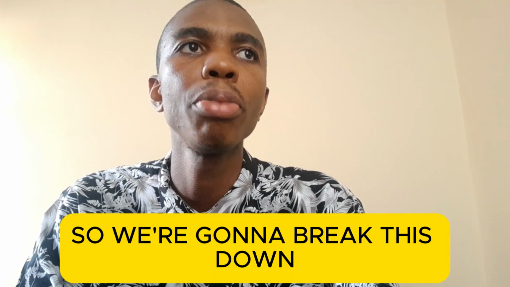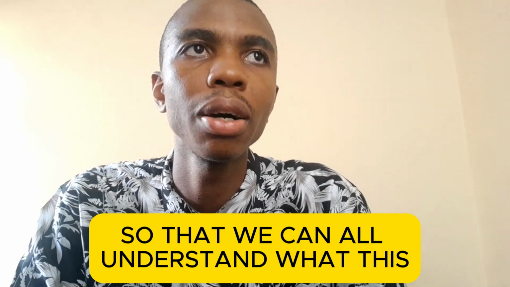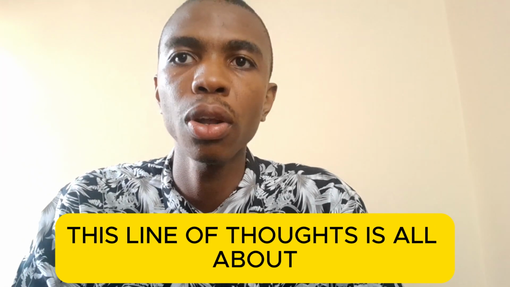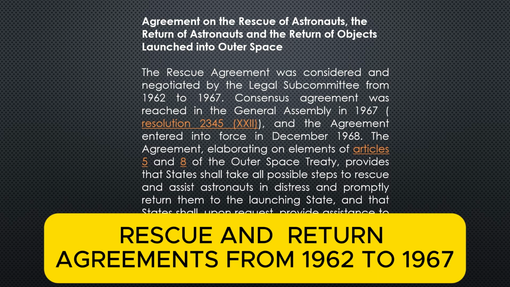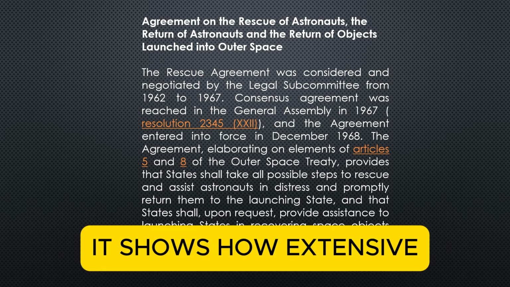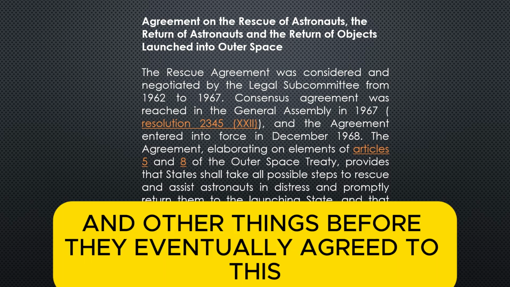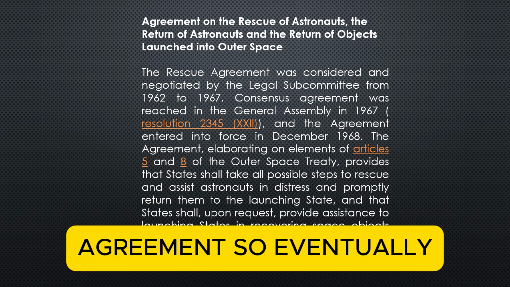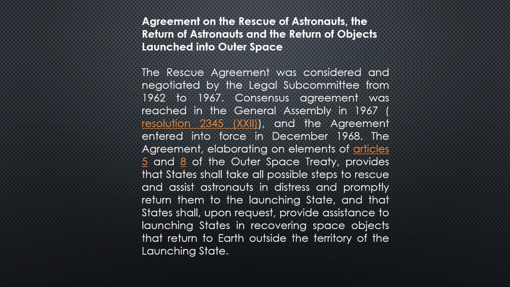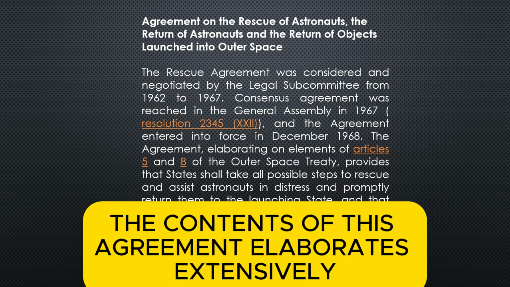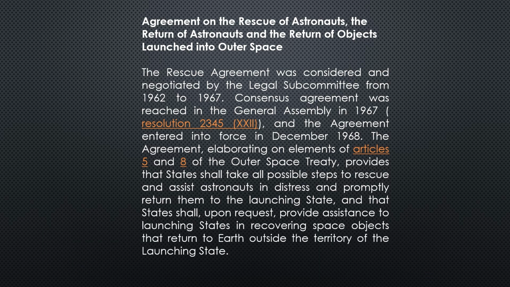state. So we're going to break this down so that we can all understand what this line of thought is all about. From the first sentence here, it talks about the Legal Subcommittee negotiating the Rescue and Return Agreement from 1962 to 1967, which is about 5 years. It shows how extensively they went into research and other things before they eventually agreed to this agreement. Eventually there was a consensus agreement reached by the General Assembly in 1967, and the agreement entered into force in 1968. Now, the contents of this agreement elaborate extensively on the provisions of Articles 5 and 8 of the Outer Space Treaty.